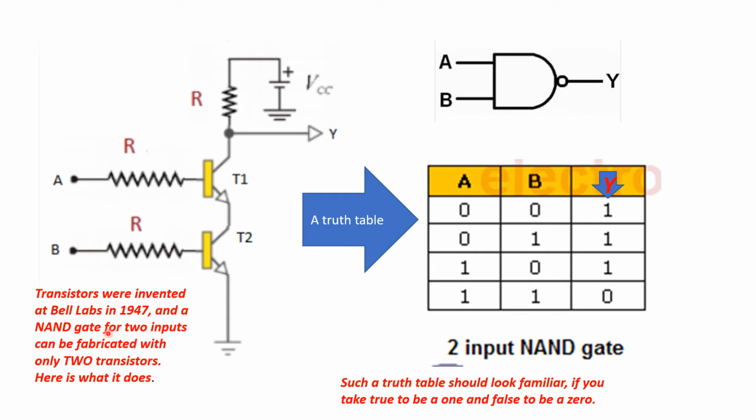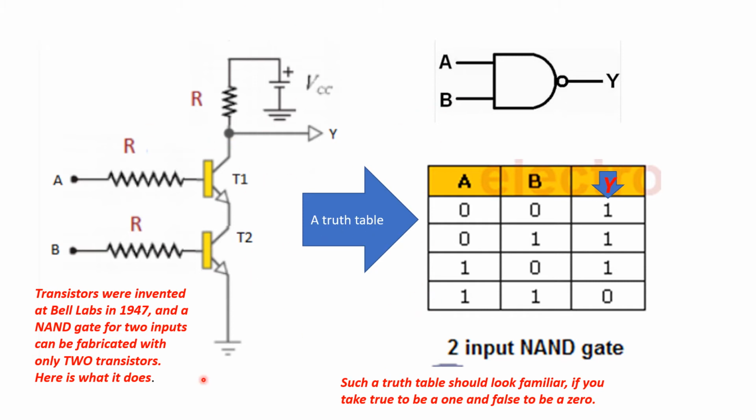This is about a NAND gate, and transistors were invented in Bell Labs in 1947. A NAND gate for 2 inputs, the inputs here would be A and B, can be fabricated with only 2 transistors. There's the 2 transistors, and this is how you could put such a thing together. But here's what it does. If you take 1 to be a high voltage input and 0 to be a low voltage input, this is what a NAND gate does.